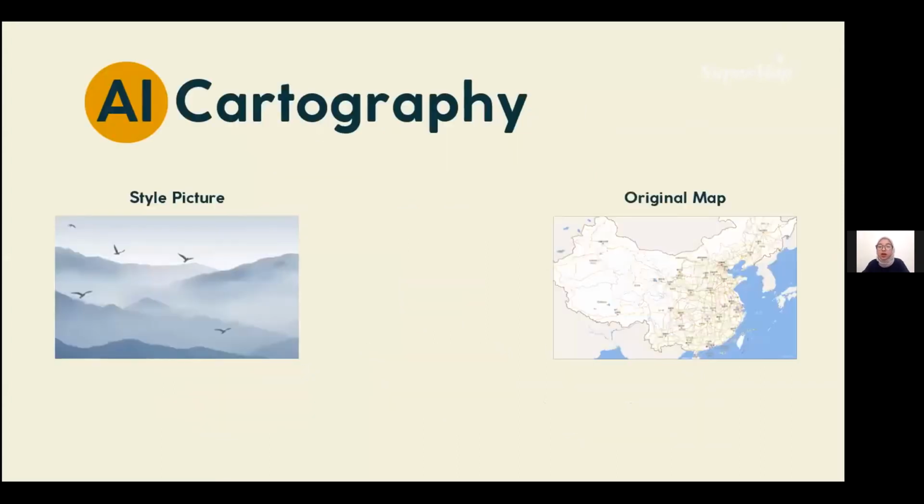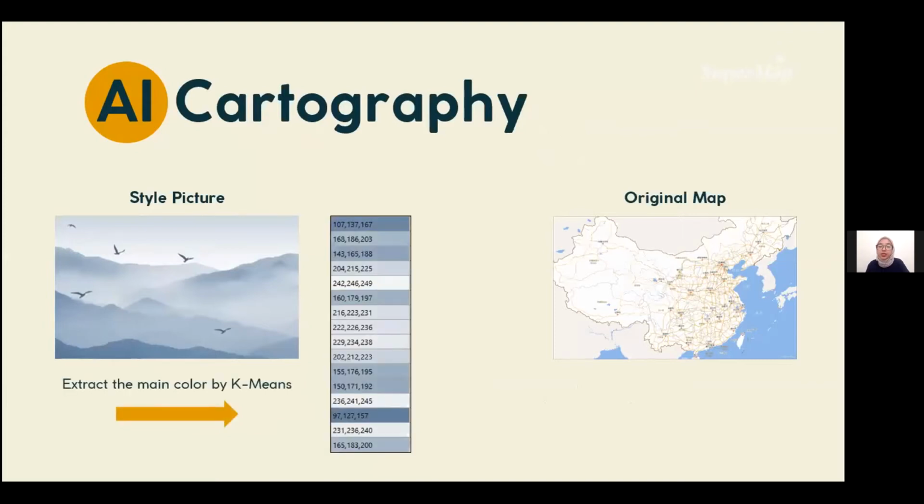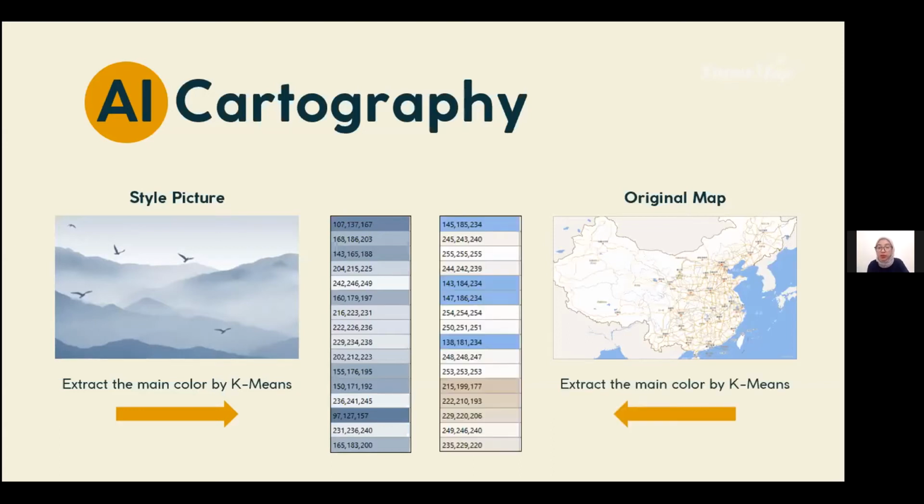This is how AI cartography works. We need a reference picture as a color reference. The left one is the style picture and the right one is the original map. After we import the map and the reference color picture, the software will do the main color extraction by the k-means clustering method, which is an unsupervised machine learning algorithm. And the last process is color matching. This will be used as a basis for map color style migration.